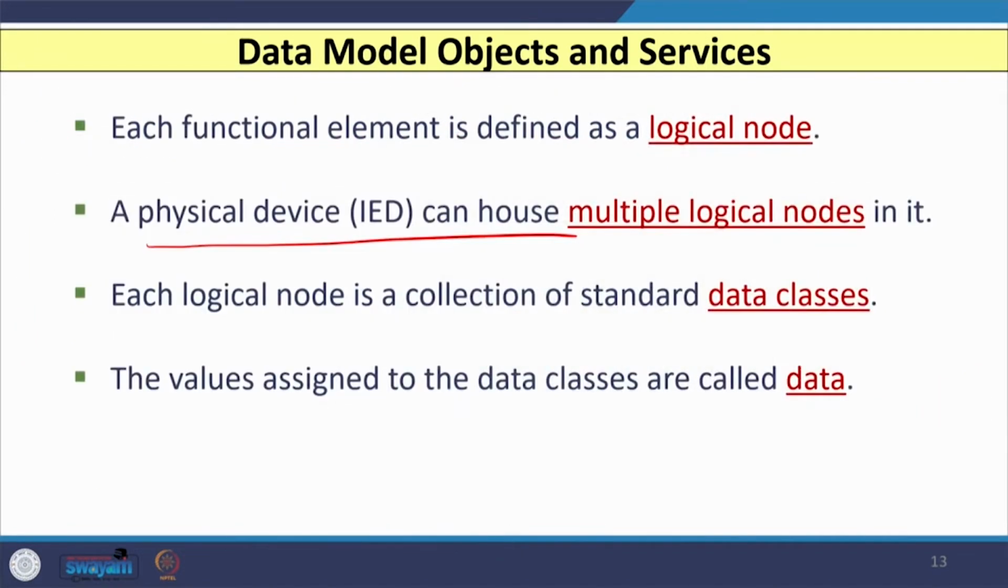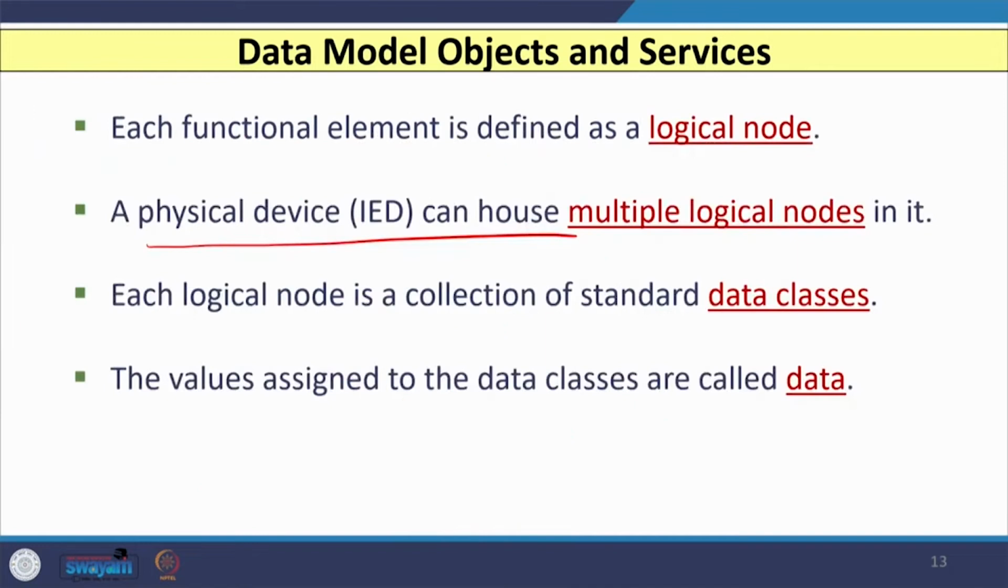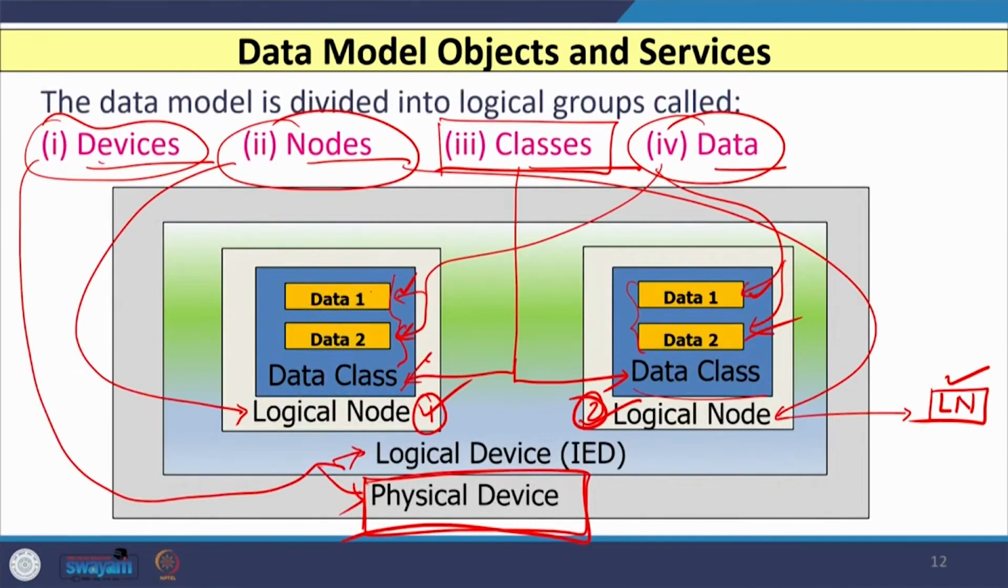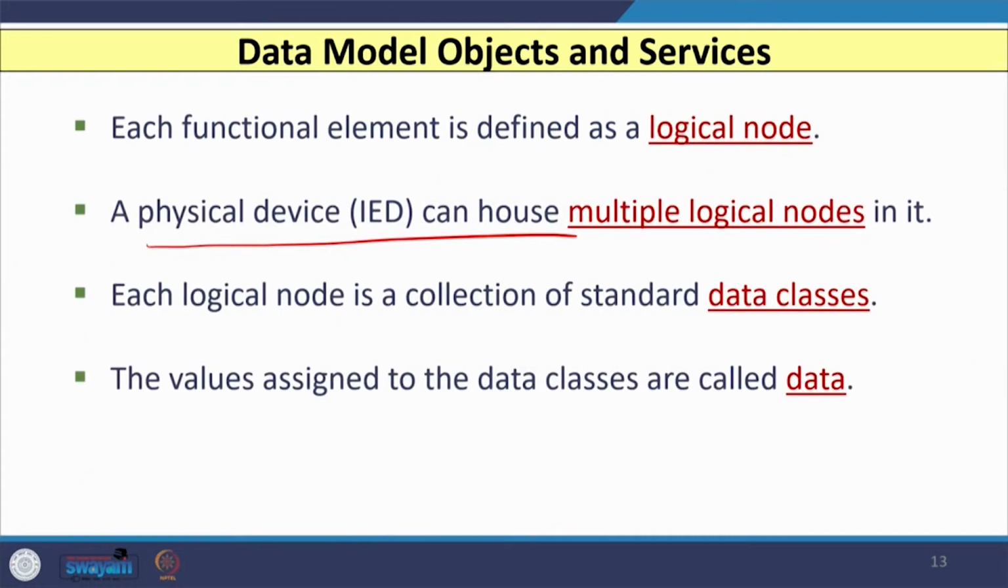Each logical node is a collection of standard data classes. So, you can see in logical node 1 we have several data available in data classes. Similarly, in logical node 2 also we have data classes which contain several data, and the values assigned to the data classes are known as the data. So, in the data classes I have shown data 1, data 2 and so on. These are nothing but the values assigned to the data classes, and that is known as data.